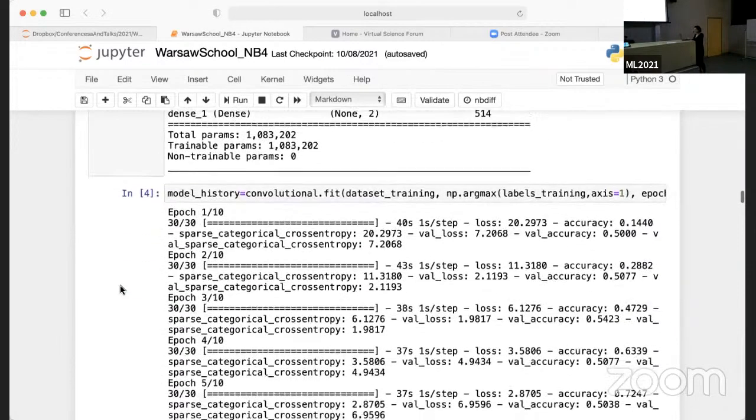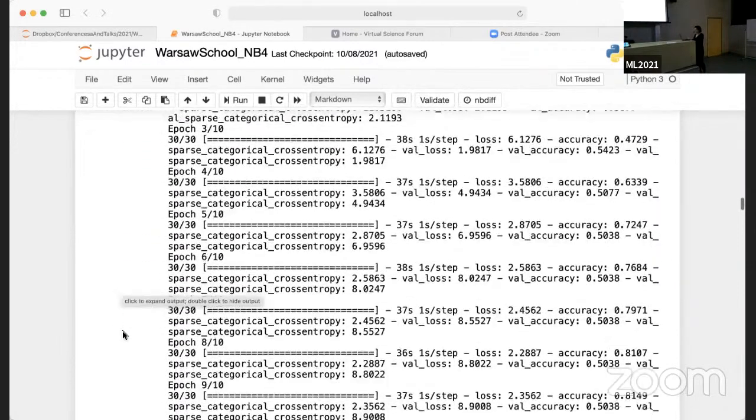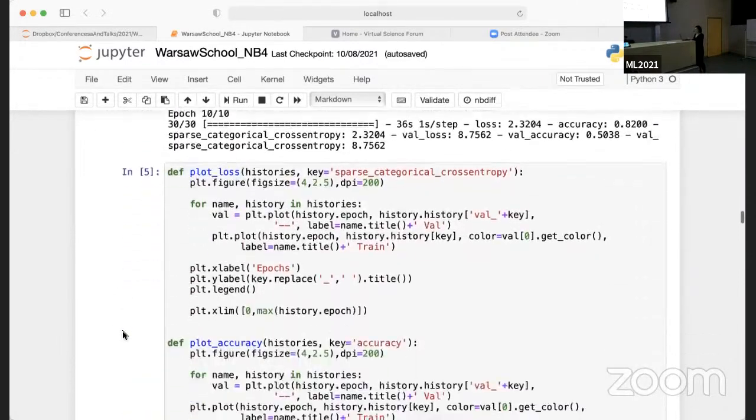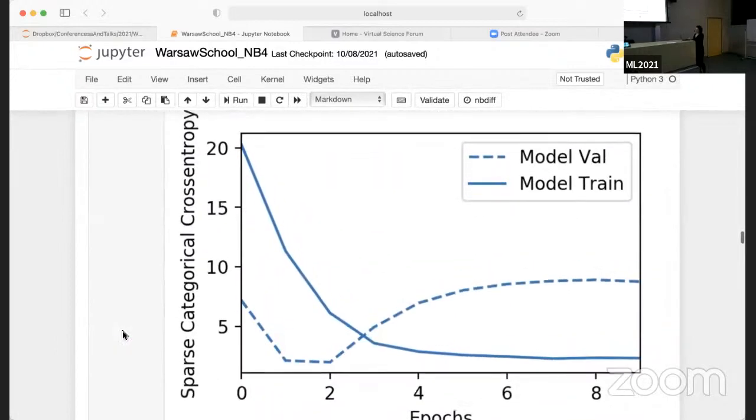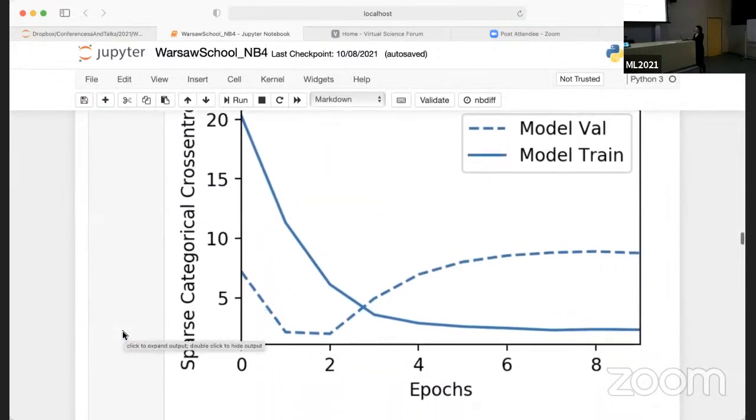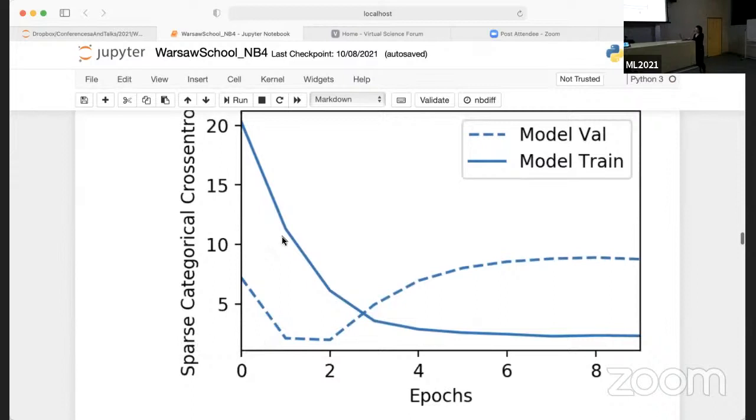So I do this. I train for 10 epochs. And when I plot loss and accuracy, this is the loss, with the training as a solid line and validation as a dashed line. From what we learned yesterday and what we just discussed in the lightning recap, this is already a red flag for you, right? Because the validation curve does not follow the loss.